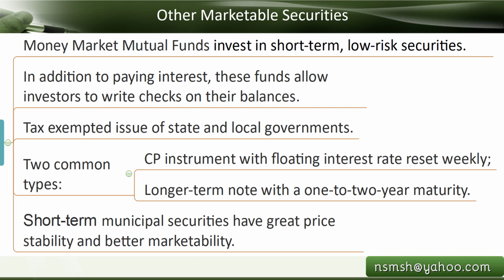One is the CP instrument with a floating interest rate reset weekly, that is the commercial paper instrument. Another one is the longer-term note with a 1 to 2 year maturity. And short-term municipal securities have great price stability and better marketability. And municipal securities also have some tax advantages.